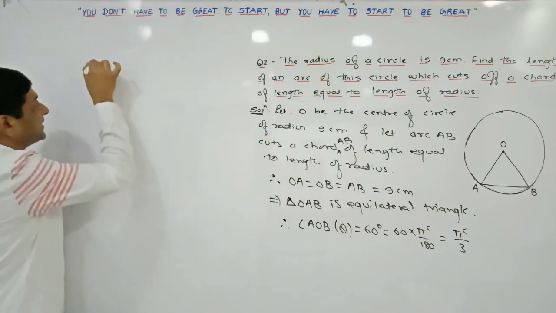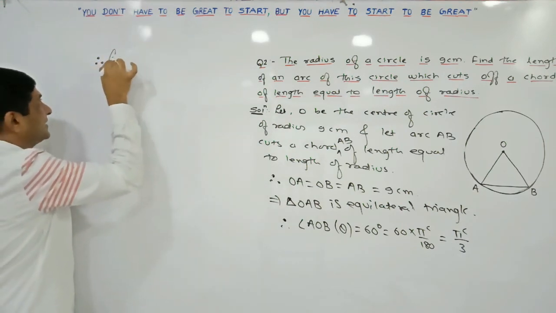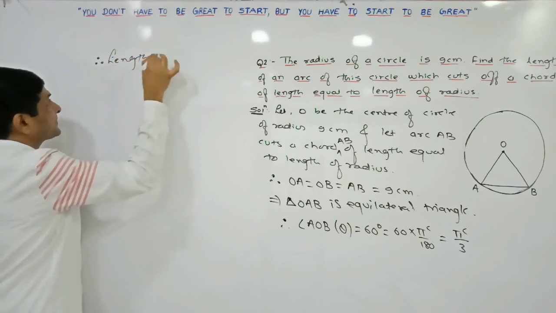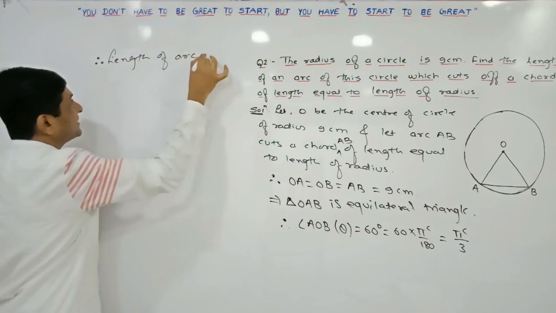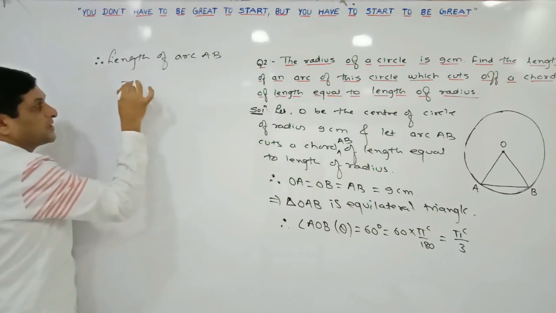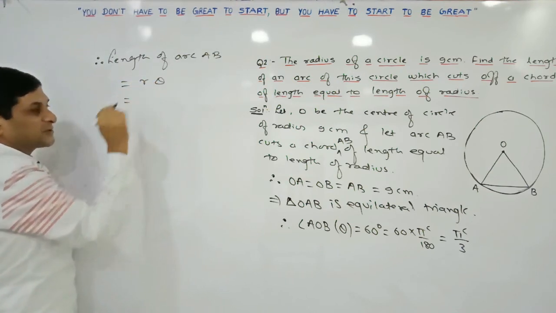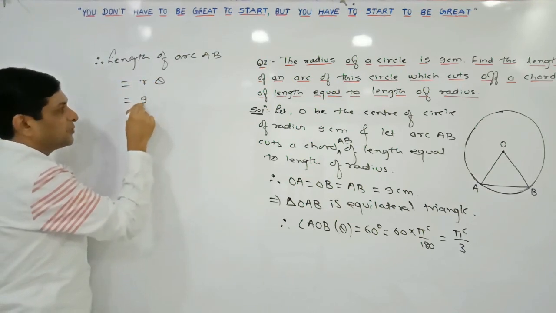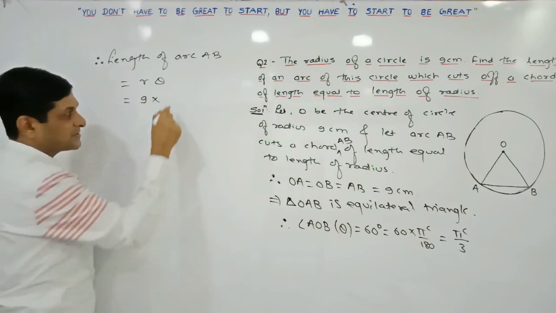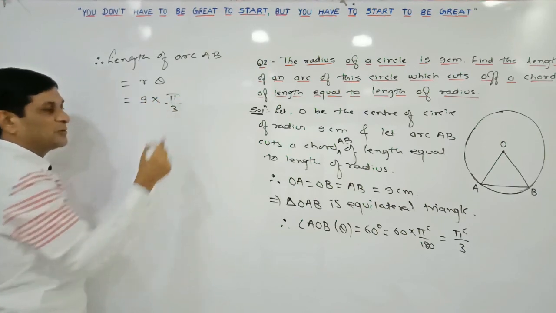Once the value of theta is known to us, radius is already given to us, therefore we are able to find out the length of our required arc. So therefore length of arc AB is equal to, what is the formula? R theta. So what is the value of radius? Radius is equal to 9 centimeter, and theta, just now we have got the value of theta, is equal to pi by 3.